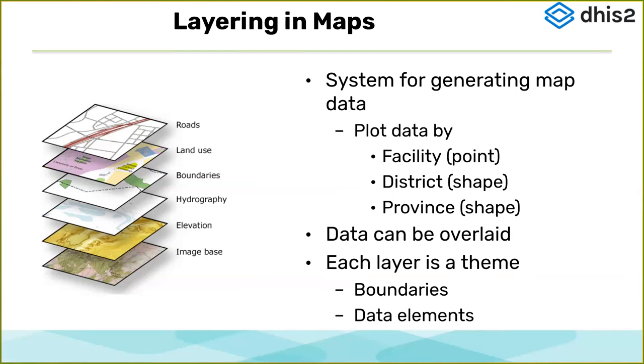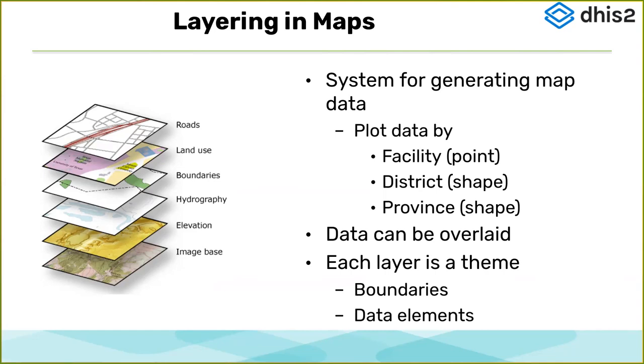So what is layering in maps? In maps, you can see a certain object being displayed, but mind you, there are different layers built on top of it to make that map look the way it is. For example, here we have a couple of layers. We have a layer which can be used to show the roads within a certain location, the land use, the boundaries showing the boundary between one location and another, and also the hydrograph, and so forth.